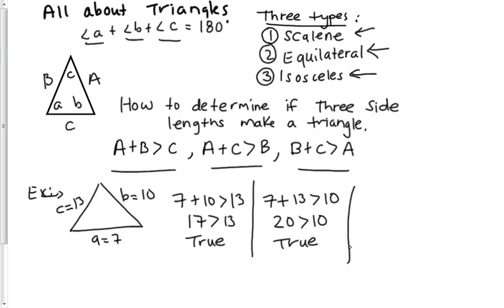So far, so good. The next one, side B plus C, so 10 plus 13, has to be greater than A, which is 7. So 10 plus 13 is 23. That is greater than 7, so that is true. So therefore, in conclusion, this triangle with side lengths 7, 10, and 13 is a possible triangle.